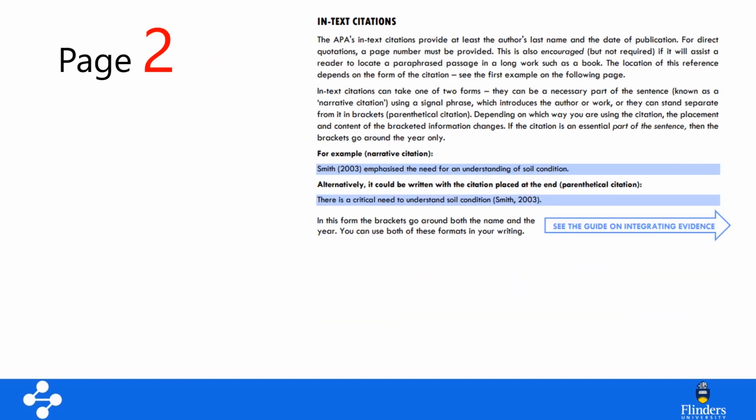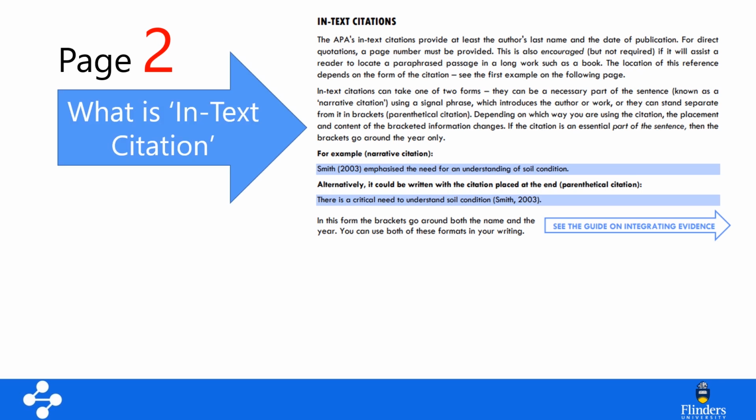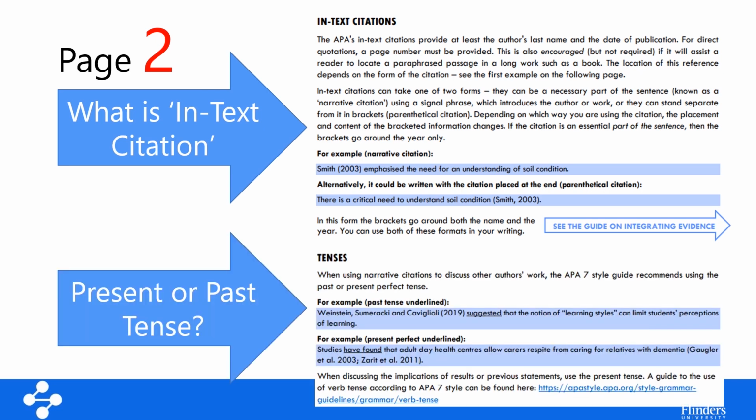In page 2, we also explain what in-text citations are. Basically, in-text citations are small inserts which often comprise the author's surname and the year of publication of the work you have cited in your writing. We then discuss the use of tenses, past or present tense, when describing other authors' work, as prescribed by the APA.